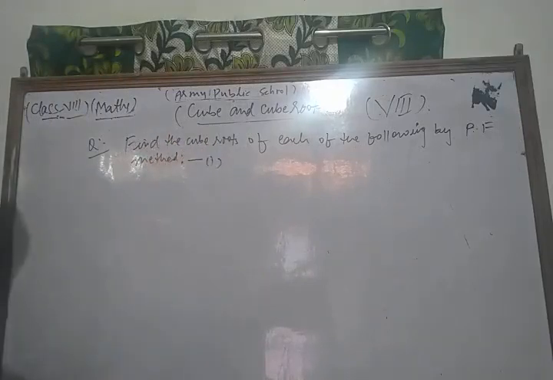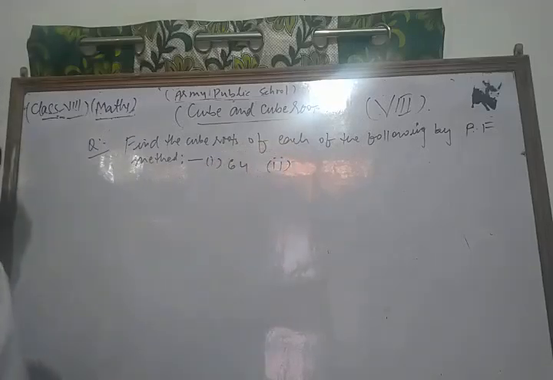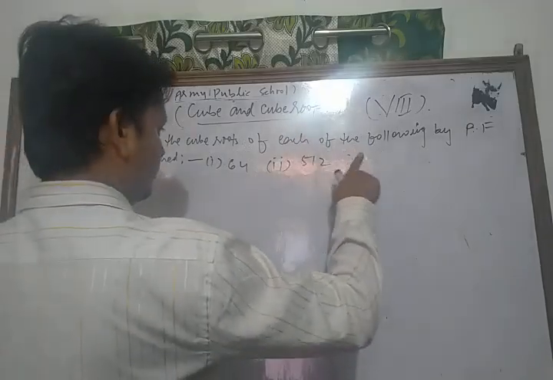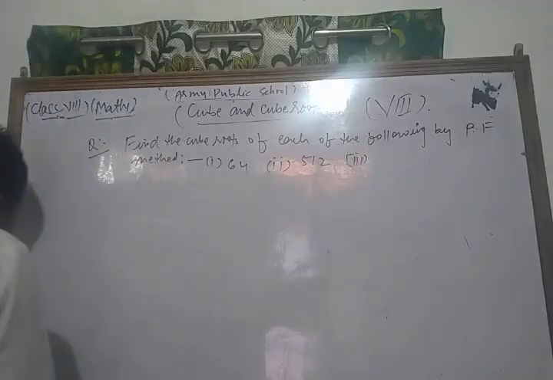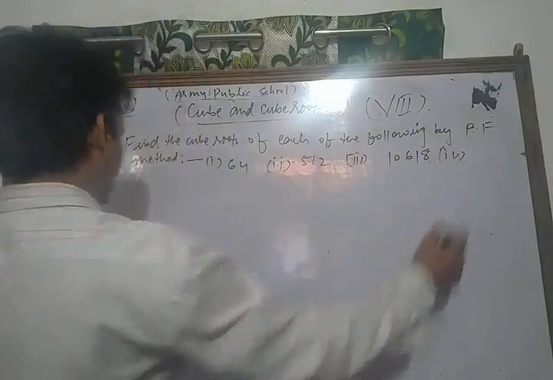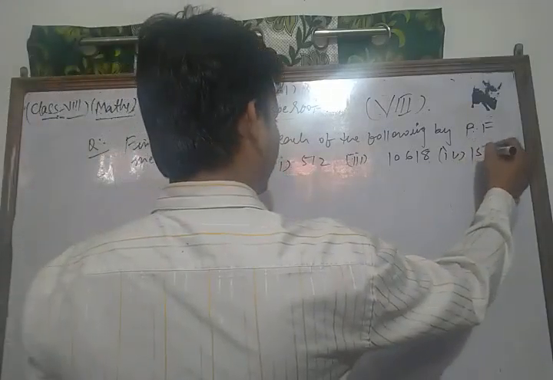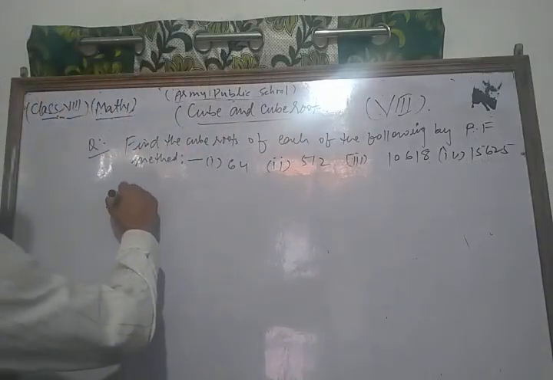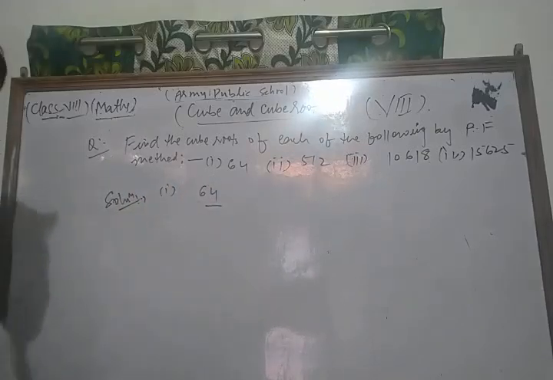And the first part of this question is what? 64. Second is what? 512. Third is what? 10618, and we take it as 15625. Now let's see its solution. So first of all, we take and solve the first part, which is given as 64.